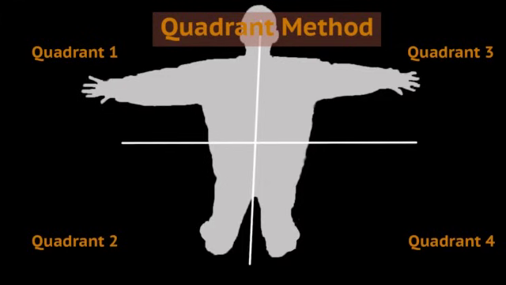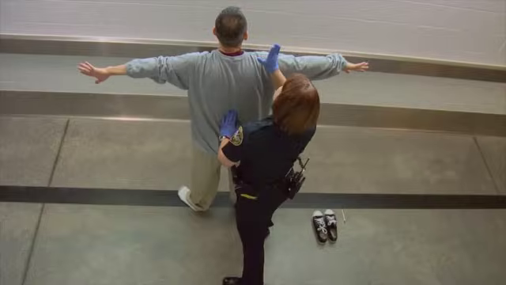The searching procedures for quadrants 3 and 4 mirror those of quadrants 1 and 2, so that the opposite hand and foot positions are used. As you watch this search of quadrants 3 and 4, look for some of the key elements discussed.